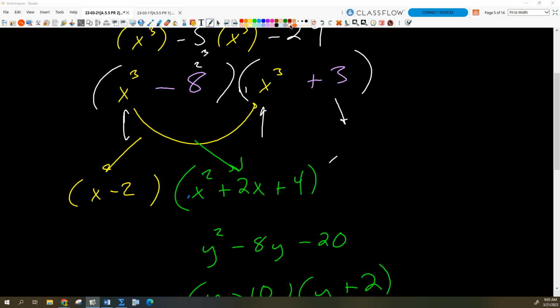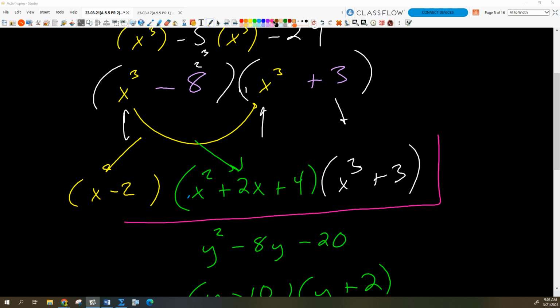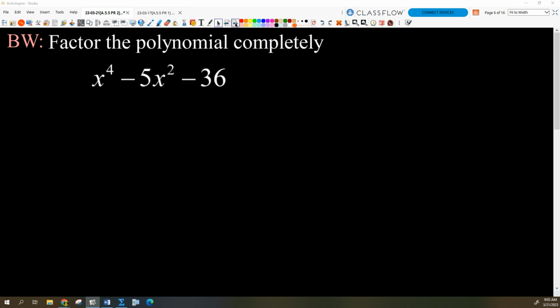And then we've got this other factor out here, x cubed plus 3, that we can't do anything with. So this would be our answer, right? Okay? Make sense? Okay. All right, board work. Try that. Go to the boards and try that.